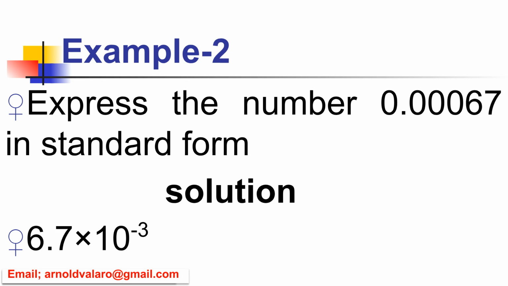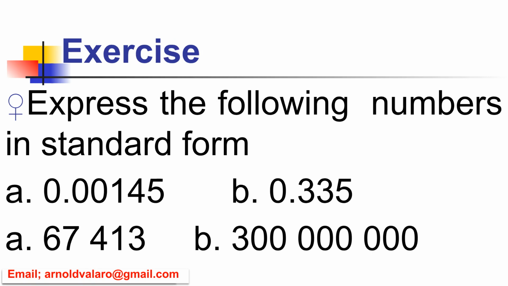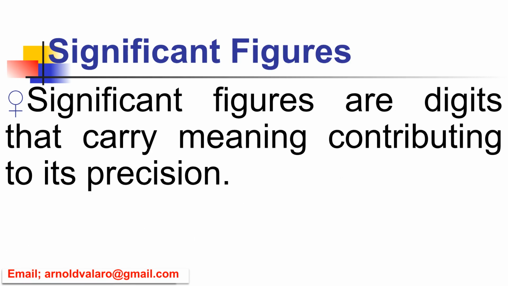In the second example, we express the number 0.00067 in standard form. The solution is 6.7 times 10 to the power of negative 3. Now, try expressing the following numbers in standard form: 0.00145, 0.335, 67,413, and 300 million.